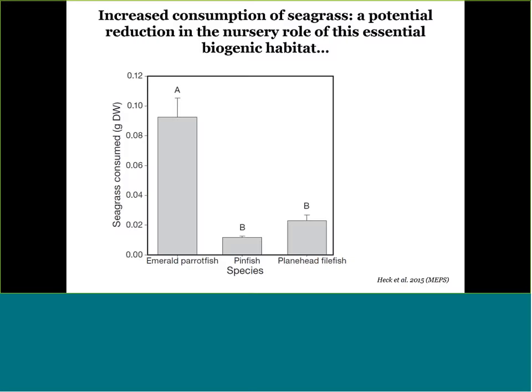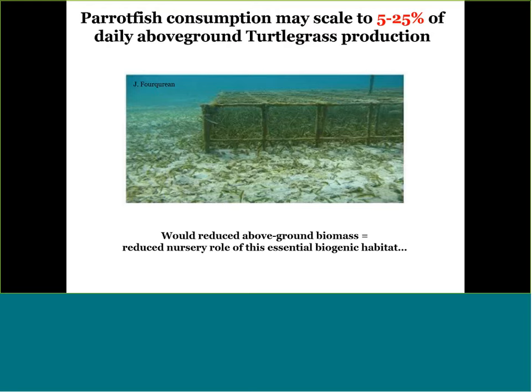So these data show how much seagrass is consumed by things like a parrotfish versus a pinfish versus something called a plainhead filefish. And the point of this slide is that the emerald parrotfish just eat a ton more grass than any other fish that we have in the system. These are data that we published just this year. And so what are the implications of that?